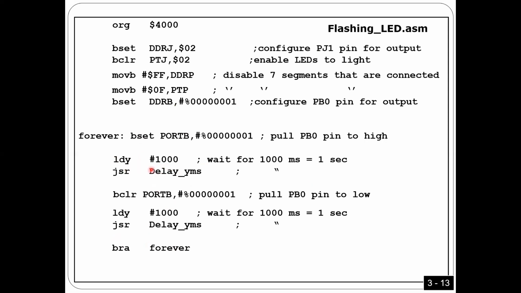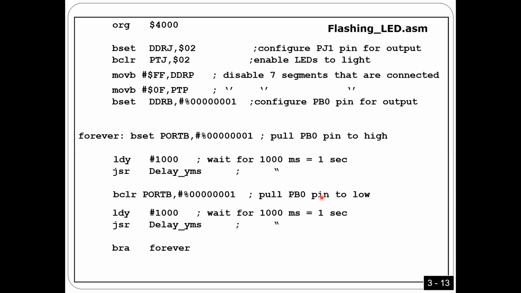Actually, the way we made it, we created a function. This function is called delay_y_millisecond. Y is register Y. This function should make a delay equivalent to the value stored in register Y in milliseconds. In order to make a delay of 1 second, I have to write 1000 in register Y, and then I call the function. Once you do that, this function is gonna wait 1000 milliseconds. As I told you, 1000 milliseconds for sure is 1 second.